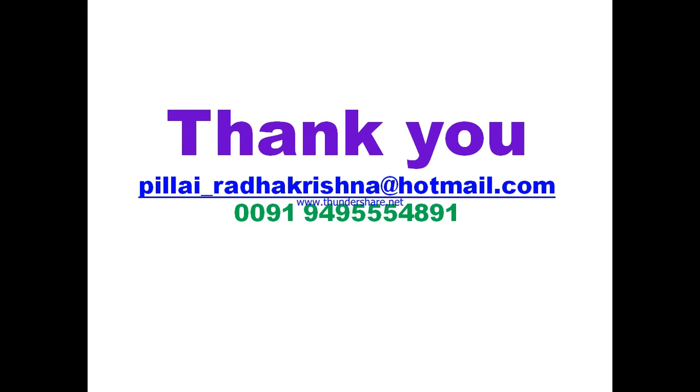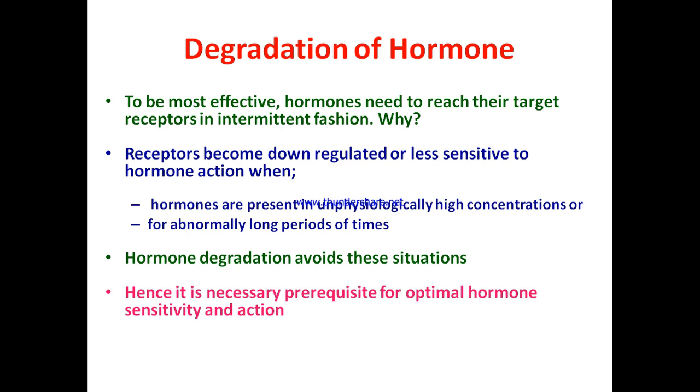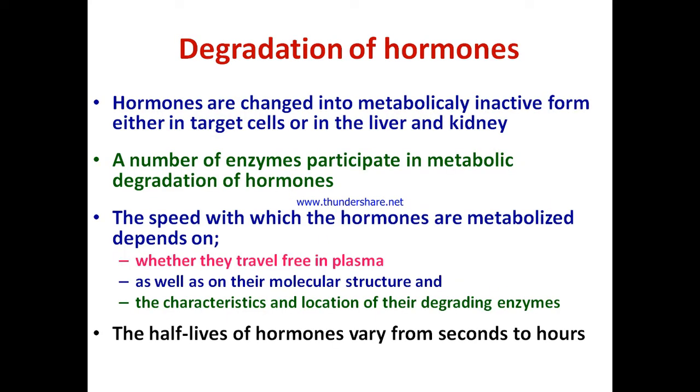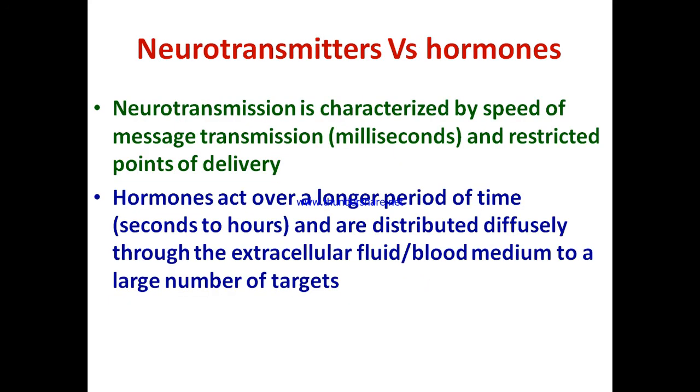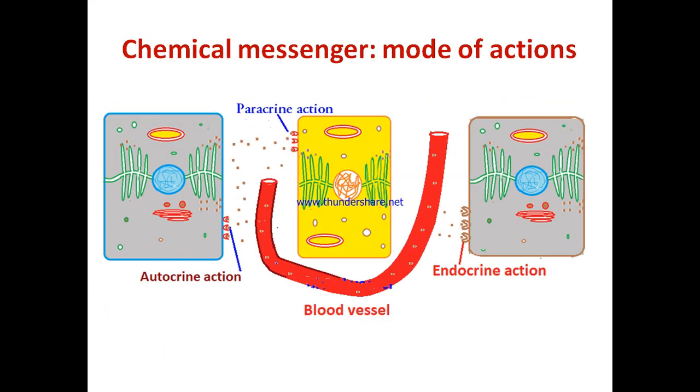So this is the short description of chemical messengers. So you need to answer the questions. Hormones need to reach their target receptors in intermittent fashion. Why? The degradation of hormones is quite important for maintaining the receptor activity. Explain. What are the different modes of release of hormones? How are they controlled? What is the difference between neurotransmitters and hormones in their action? What are the different modes of release and transport of hormones?